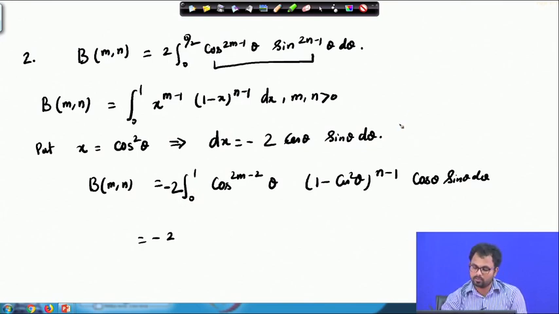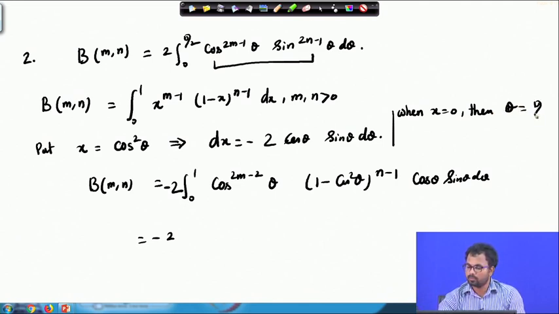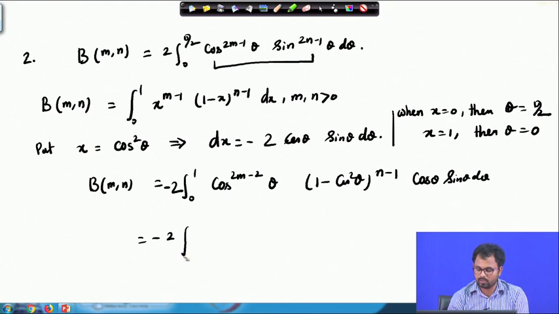So, let's see what the limits would be. When x is 0, then theta is pi by 2, and when x is 1, then theta is 0. So, this can be written as integral from pi by 2 to 0 of cos to the power 2m minus 2 theta, and then this one will be sin square theta.